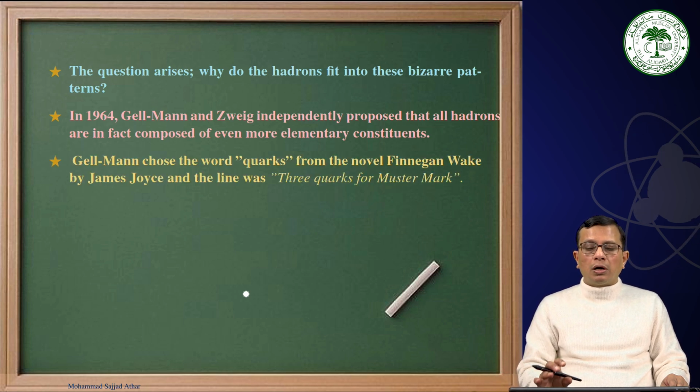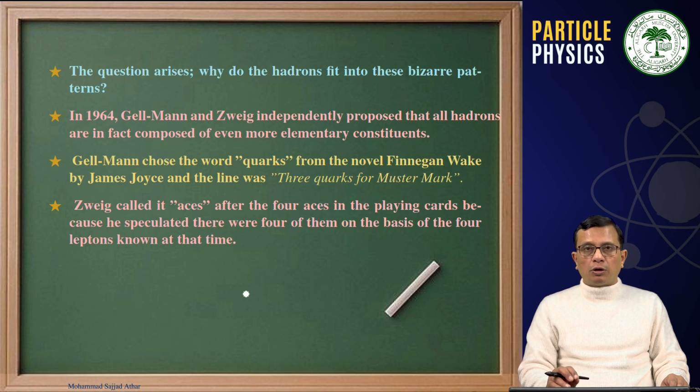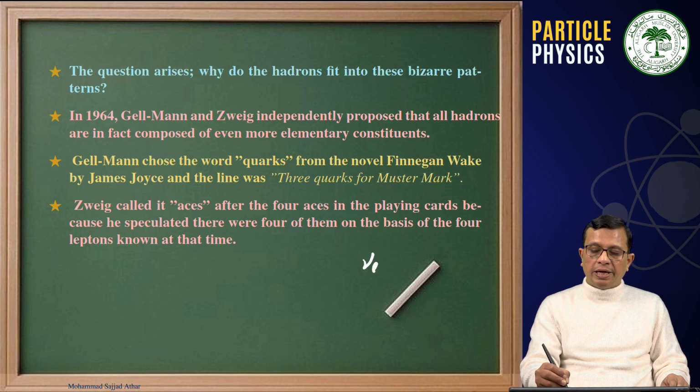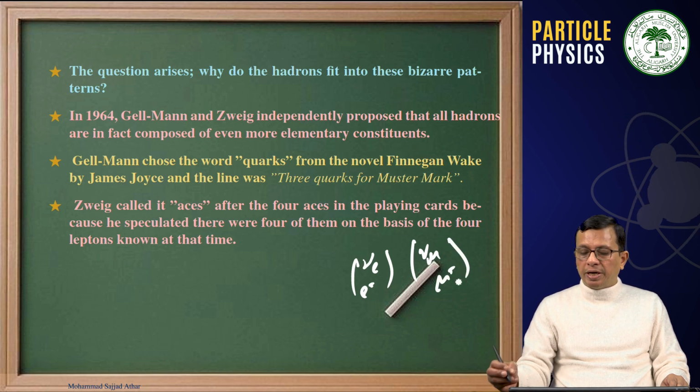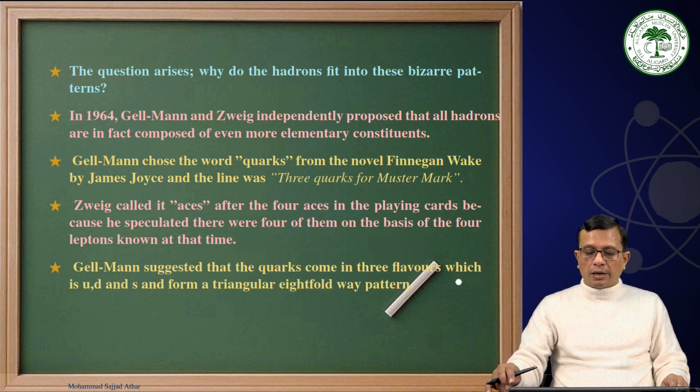Gell-Mann chose the word quarks from the James Joyce novel Finnegans Wake, where the line is 'Three quarks for Muster Mark', while Zweig called them aces after the 4 aces in playing cards, because they speculated there were 4 of them on the basis of the 4 leptons known at that time, nu e, e minus, and nu mu, mu minus. Therefore, Zweig predicted 4 quarks, while Gell-Mann said that there should be 3 flavors of quarks, namely up, down, and strange, and they form a triangular eightfold way pattern.